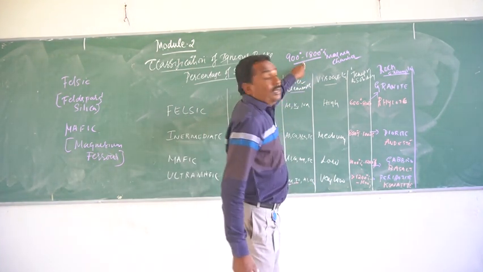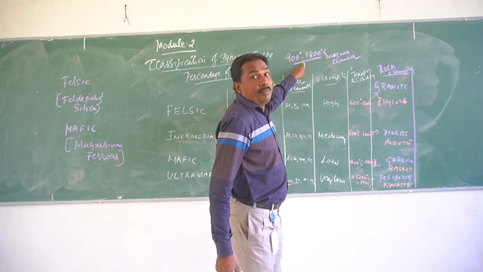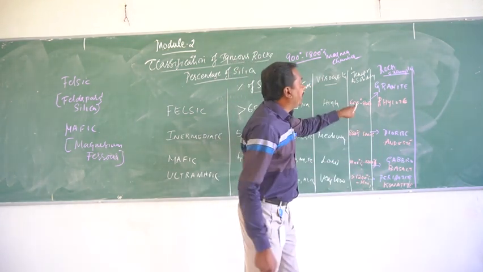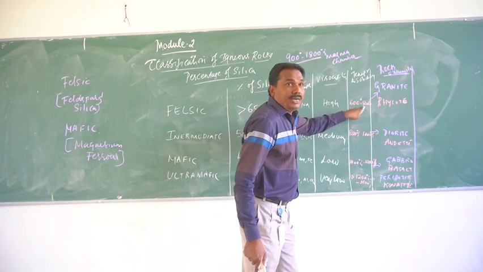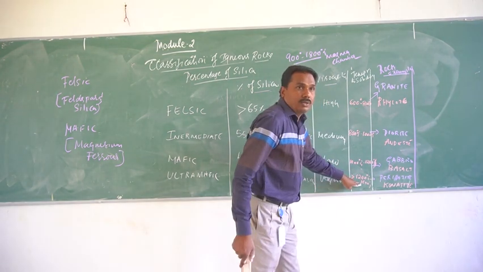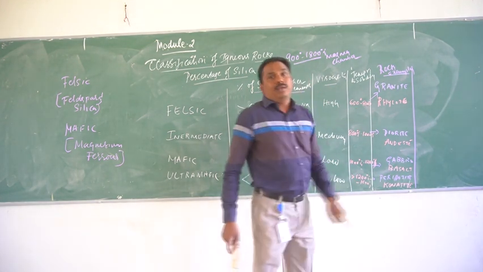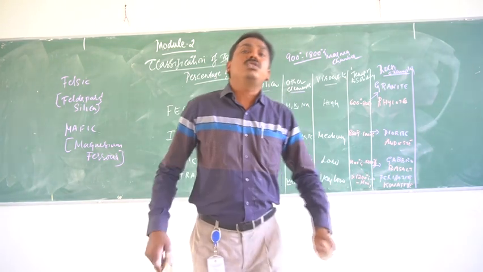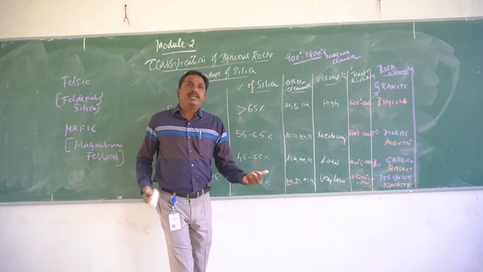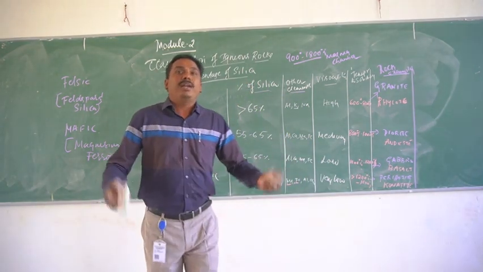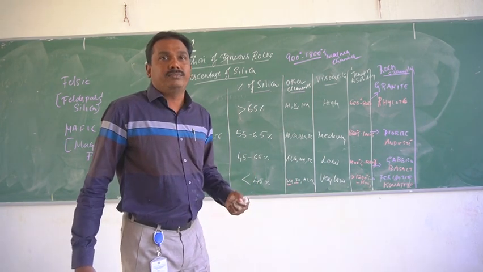Usually the temperature is 900 to 1000 degrees Celsius in the magma chamber. When it solidifies, it requires a minimum of 600 to 800 degrees Celsius, maximum of 1200 degrees Celsius. These are the rock examples. So the igneous rocks have been classified mainly based on the percentage of silica. Thank you.